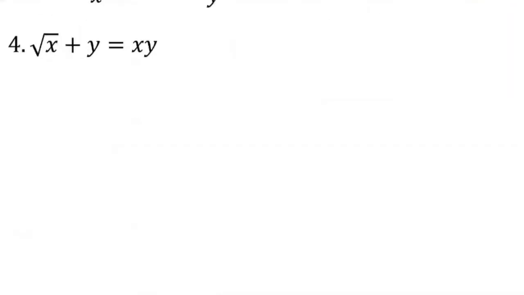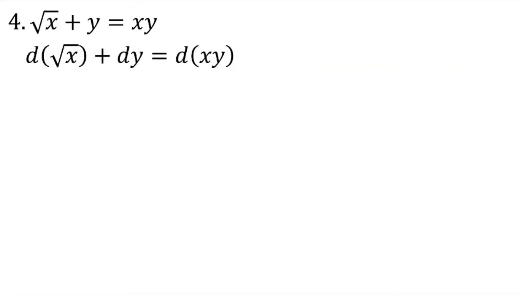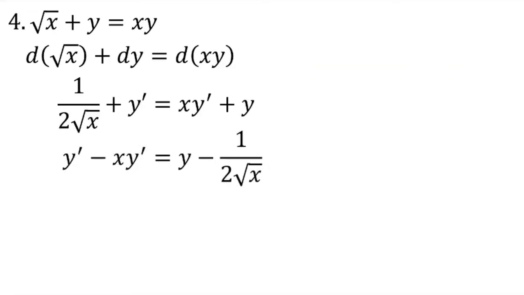Then in number 4, square root of x plus y equals xy. Get the derivative of each term. Derivative of square root of x plus derivative of y equals derivative of x times y. This will become 1 over 2 square root of x plus y prime equals xy prime plus y. y prime minus xy prime equals y minus 1 over 2 square root of x.